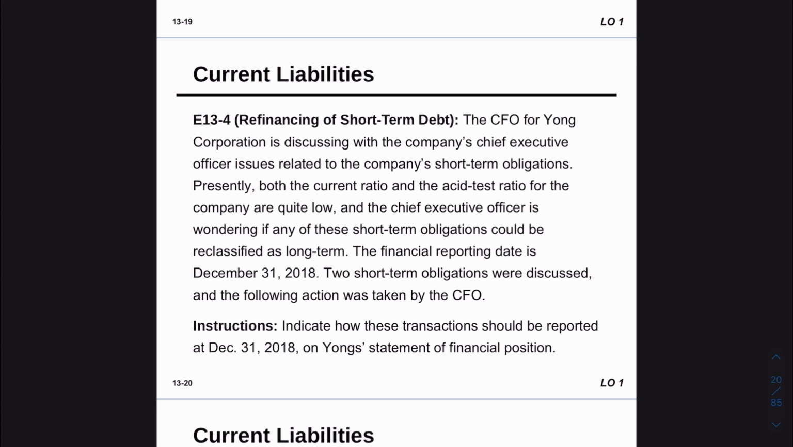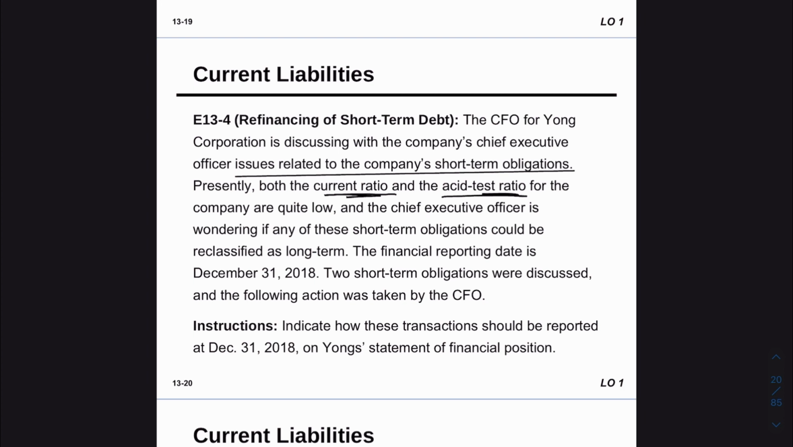And here, let's say this is an example of refinancing of short-term debts. Here we have the CFO for Young Corporation discussing with the company's chief executive officer issues related to the company's short-term obligations. Presently, both the current ratio and the acid test ratio for the company are quite low. So we have the current ratio and the acid test ratio, which compare the current assets and the current liabilities. The current assets are less than the current liabilities, which means they have some issues facing those obligations.